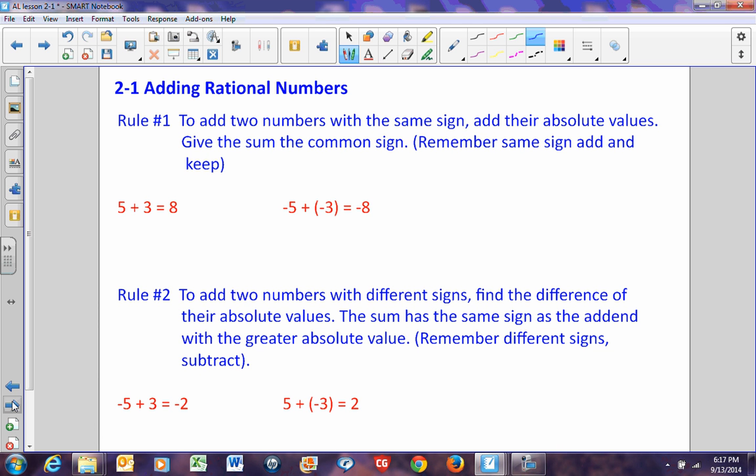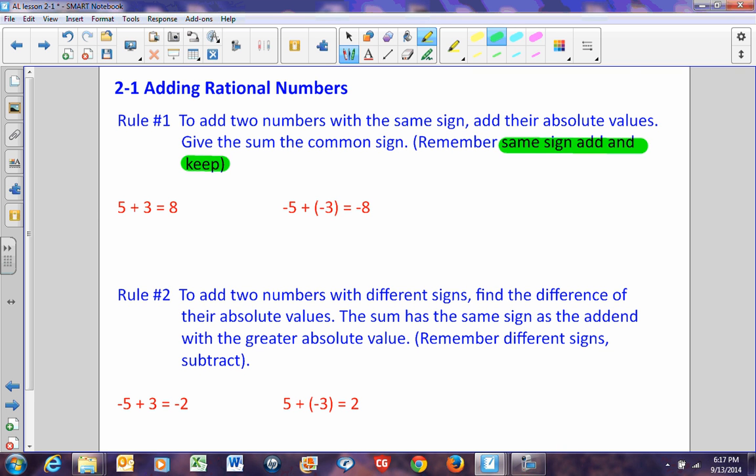There are basically 2 rules for adding rational numbers. Rule number 1 says to add 2 numbers with the same sign, add their absolute values, and give the sum the common sign. My famous little phrase is: same sign, add and keep. If they have the same sign, add them together and keep the common sign.